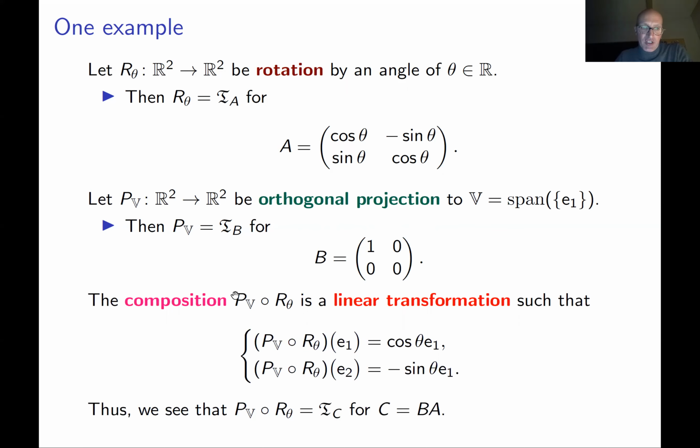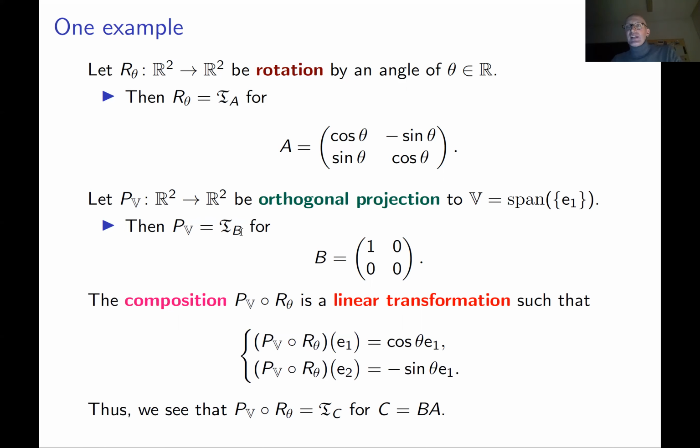This is not hard to see directly, because if you just compose TA and TB, you multiply first by B, then by A. But again, this is not just coincidence, this is part of the general slogan: multiplication of matrices corresponds to composition of linear transformations. We have linear transformations on the left-hand side, matrices on the right-hand side.